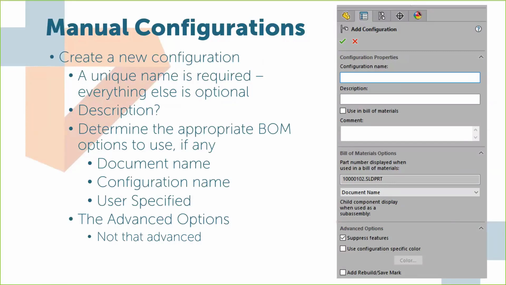Tick the box, choose a color, and you can have blue configurations and red configurations and purple configurations and whatever it is that you need. And that last option down below, add a rebuild/save mark. That'll just cache the rebuild data for that configuration. That really only applies when you first open a part and first switch to that configuration. If that checkbox is on and that data is saved, it'll switch faster.